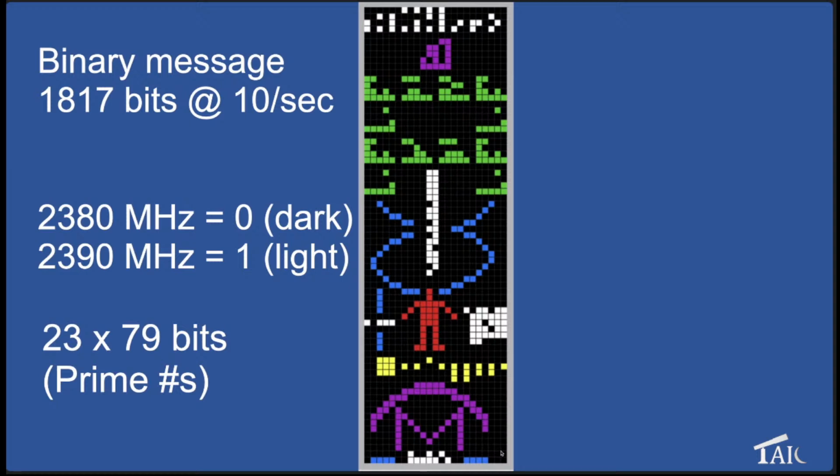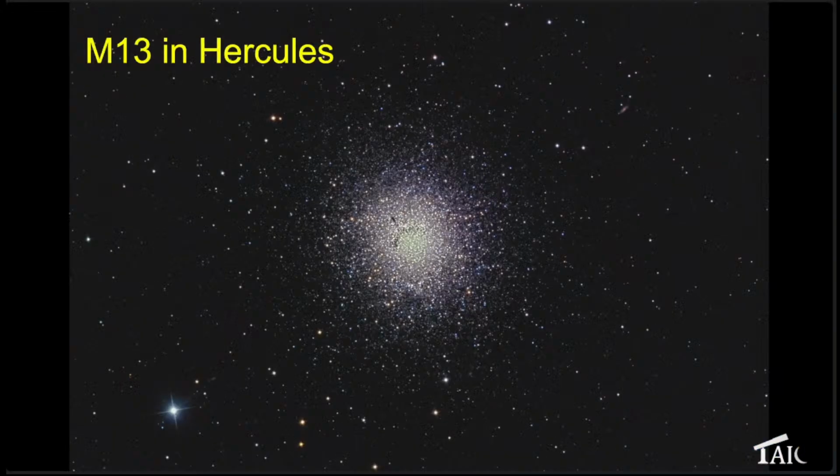So the question is, where would he send this message? He got to send it once. And where he decided to send it was to M13 in Hercules, because it contains hundreds of thousands of stars, each of which might have many, many planets. So it was the best way to capture as many civilizations as possible in a single broadcast. It will take 25,000 years for the message to get there. If anybody responds, it'll be 25,000 years till we get the response.